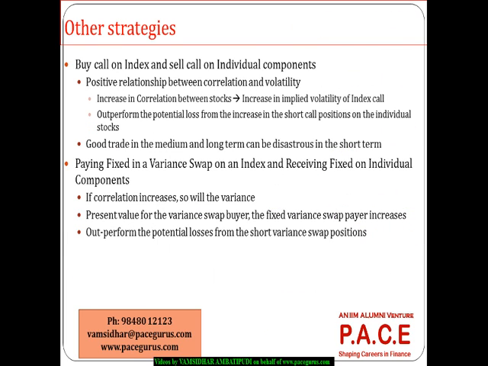Then we have a couple of other strategies which talk about buying a call option on the index and selling a call option on the individual components. Now what it clearly says is, generally what we see is the correlation is much higher between the correlation and volatility. What does that mean? If the correlation between the stocks is higher, what we also see is the implied volatility on the call is going to increase. Why?